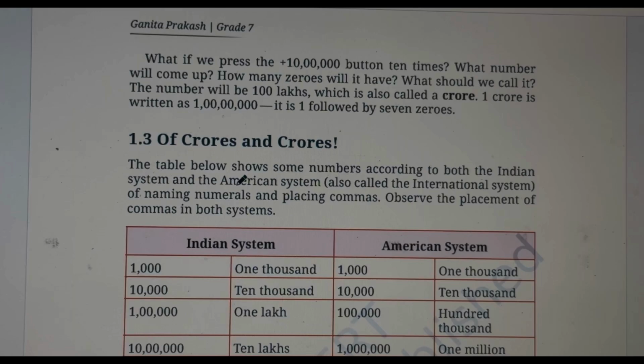In this particular video, we are going to discuss chapter 1, Large Numbers Around Us, class 7 mathematics, page number 8 and 9. It is from the new NCERT book, Ganita Prakash.